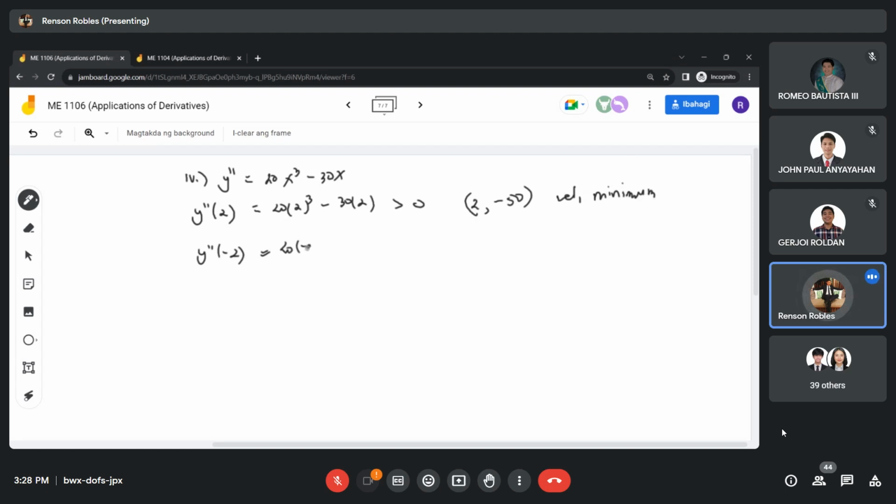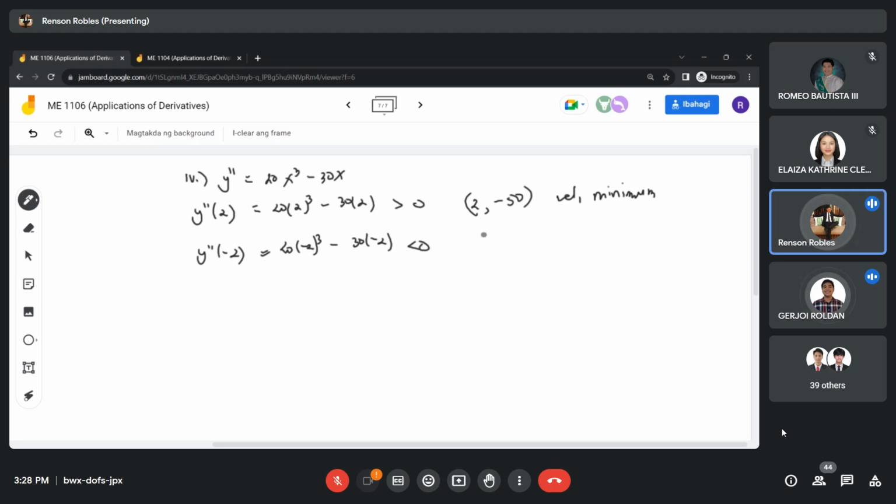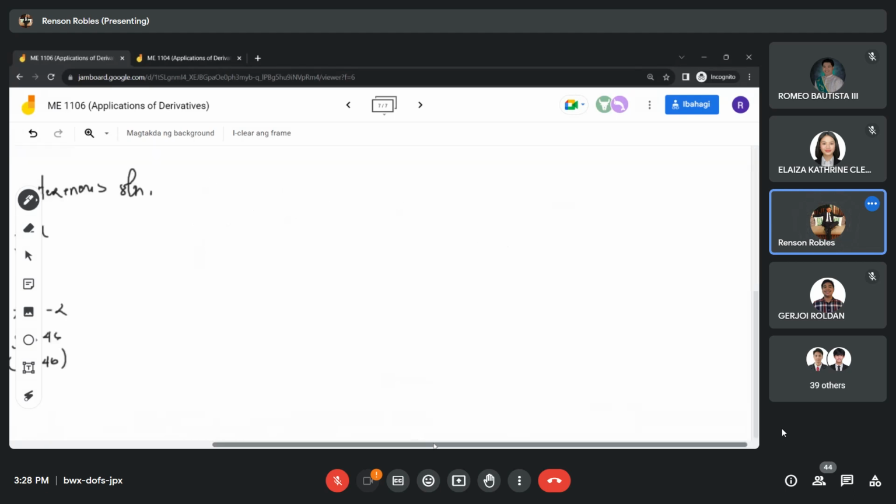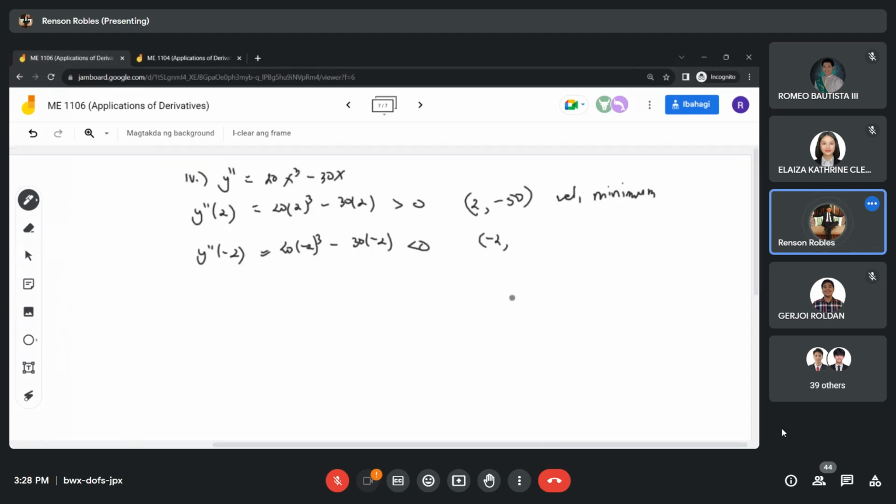Okay, and then you do it at x equals negative 2. So 20 times negative 2 cubed minus 30 times negative 2. What is this? Less than 0 or greater than 0? Less than 0. Relative maximum. Therefore, (negative 2, 46) is a relative maximum.